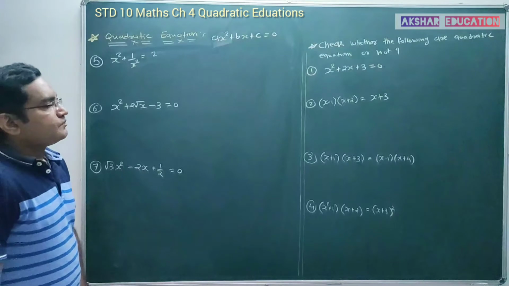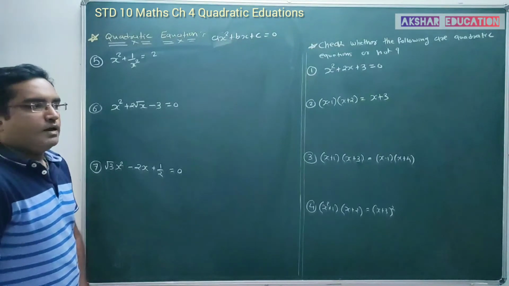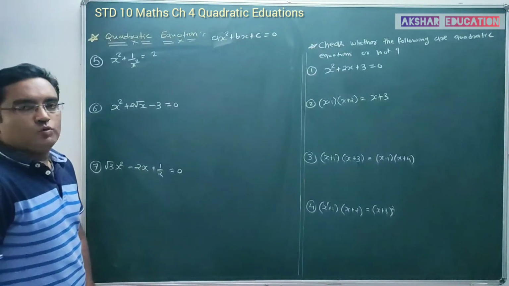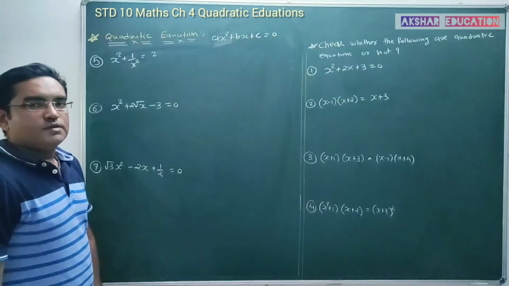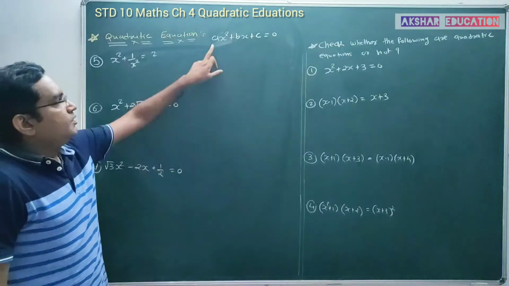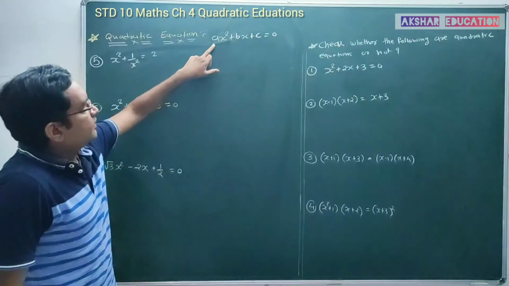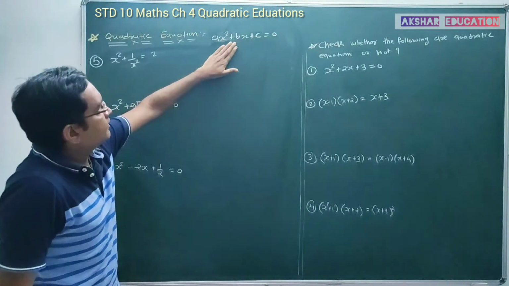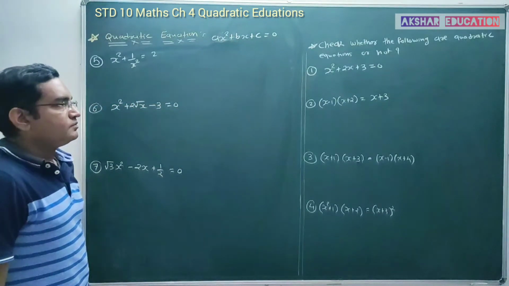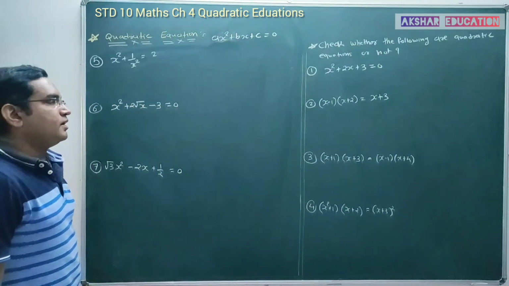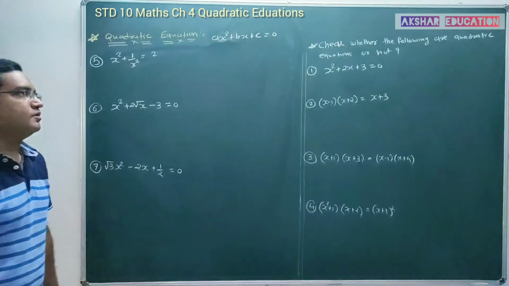That means a maximum of 3 terms are there, and the power of variable x can be 2, 1, or 0 in each of the 3 terms. The maximum power must be 2 in that equation. Clear? So that is the standard form of any quadratic equation. Here we have to check whether the given equations are quadratic equations or not.